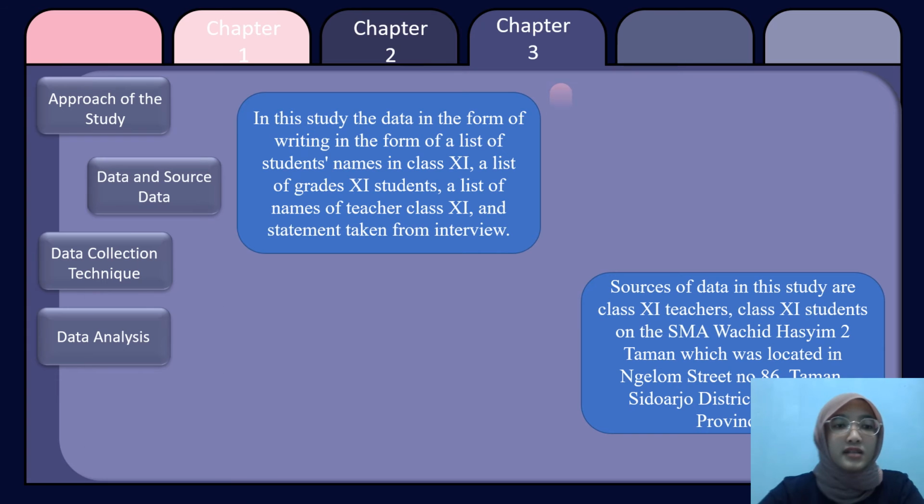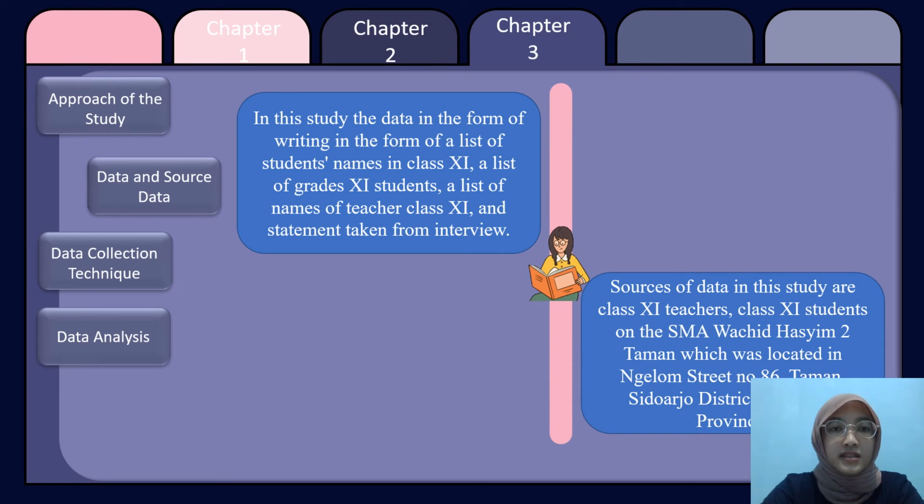And next, the data in this study are in the form of writing: a list of class 11 student names, a list of class 11 teacher names, and statement text from interviews. The sources of the data in the study are the class 11 teacher and class 11 students at SMA Wahid Hashim Taman, which is located on Ngelom Street, Sidoarjo, Taman District, East Java Province.